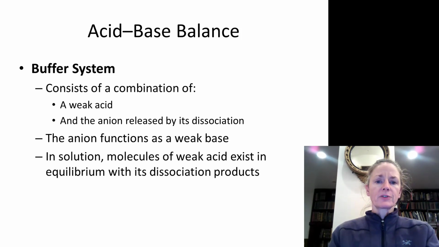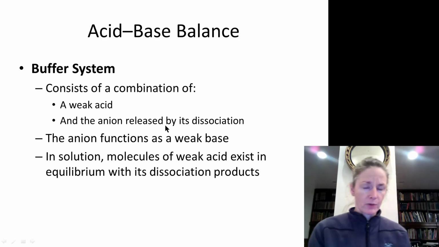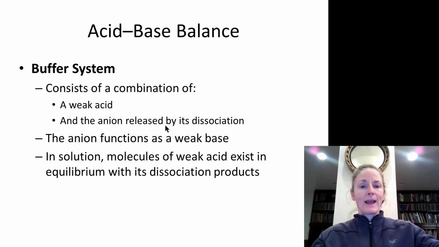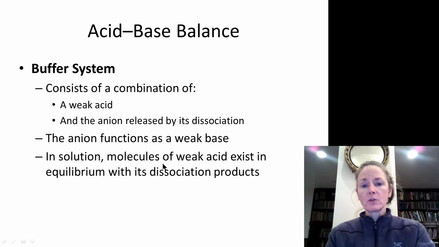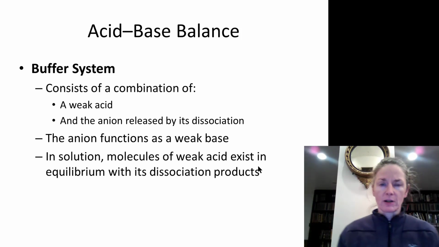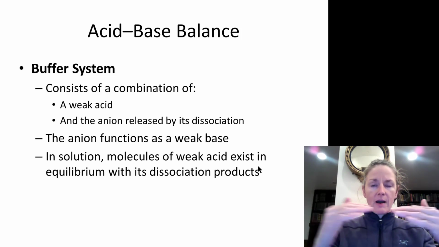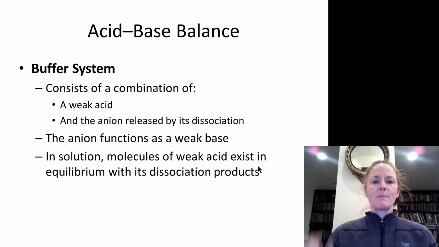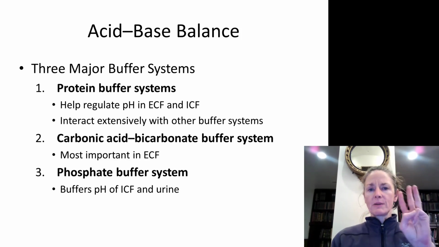So buffer systems, as we know, is going to consist of a weak acid and the anion released by its dissociation, i.e. carbonic acid. You have hydrogen ion released and the bicarbonate anion. And so the anion is what we call that weak or conjugate base. So in the solution, molecules of weak acid are going to be existing in equilibrium with their dissociation products. Exactly what we said earlier about the carbonic acid bicarbonate ion. Basically, that reaction going in opposite directions at the same rate, so that we have a balance of these ions in equilibrium.